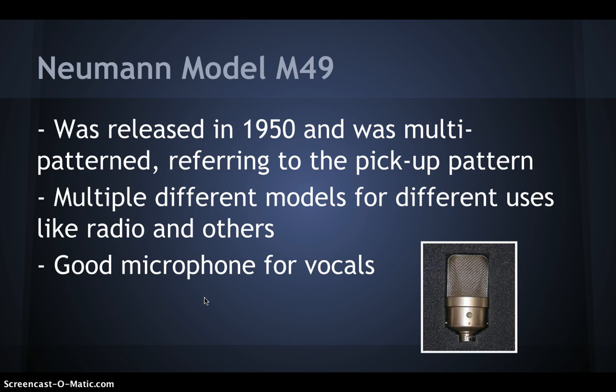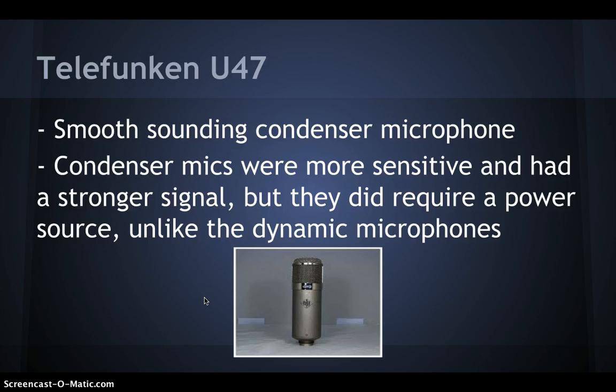And one of the first big models was the Neumann Model M49, and this was released in the year of 1950 and was multi-patterned, meaning multiple pickup patterns. There were multiple different models for different uses, like radio and others like that, and it was a good microphone for vocals, I guess. And the Telefunken U47 was a smooth-sounding condenser microphone, and the condenser mics were sensitive and had a stronger signal, but they did require a power source, unlike the dynamic microphones, which didn't.